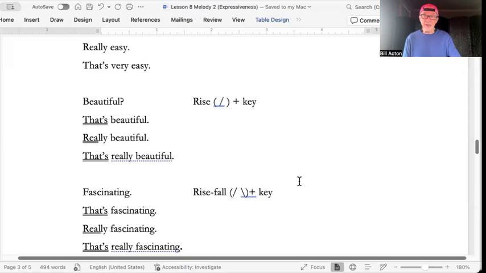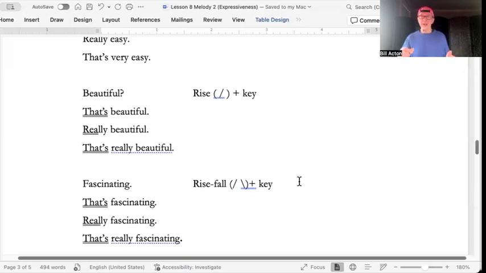Next one is a rise. Same thing. Again, this one has lots of resonance, lots of feeling in your face. So beautiful. That's beautiful. Really beautiful. That's really beautiful. Way down here, as low as you can go. That's really beautiful. All right.